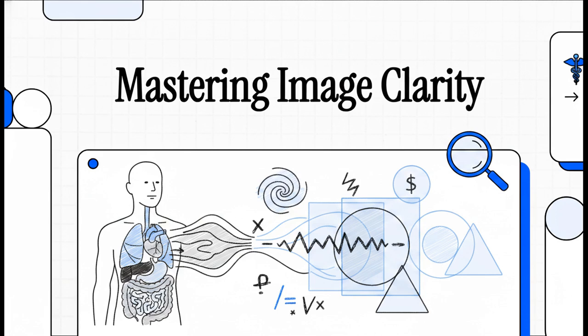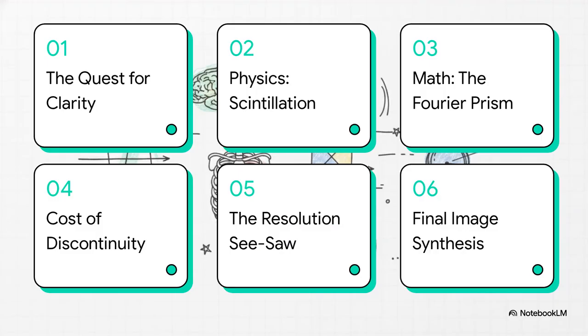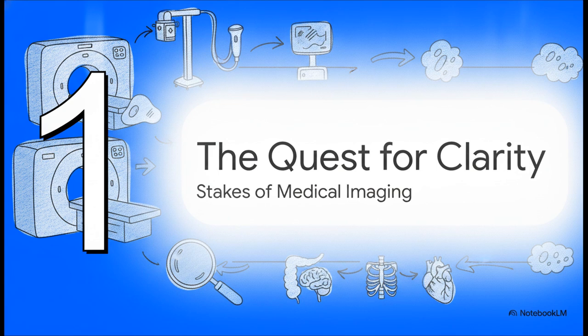right? Well, the fascinating and honestly mind boggling reality is that perfect medical imaging is actually a relentless battle against the fundamental laws of physics. So, let's get right into it. Here's our roadmap for today. We'll start with the quest for clarity, then look at physics and the scintillation limit, move on to math and the Fourier prism, explore the cost of discontinuity, balance things out on the resolution seesaw, and finally synthesize the final image.